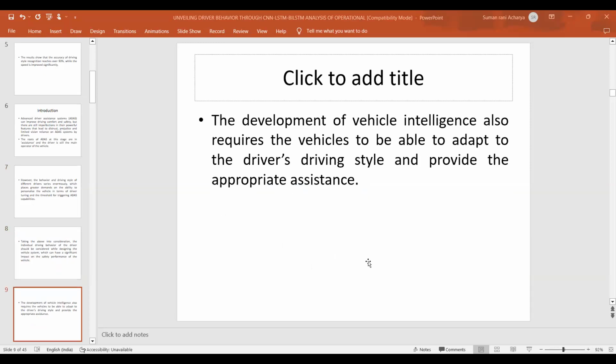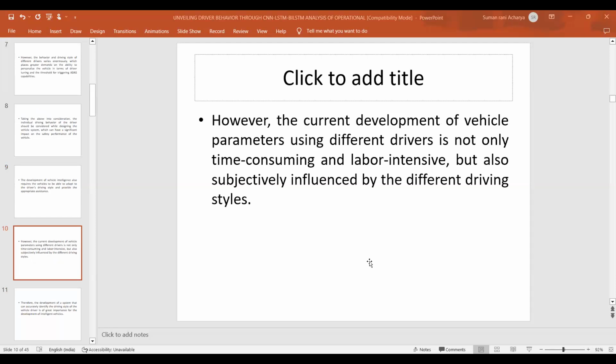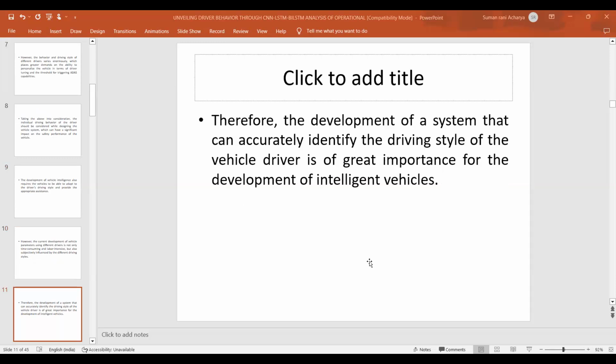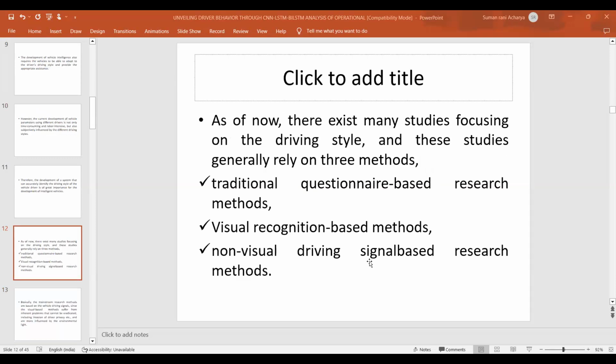The development of vehicle intelligence also requires the vehicle to be able to adapt to the driver's driving style and provide appropriate assistance. However, the current development of vehicle parameters using different drivers is not only time consuming and labor intensive, but also subjectively influenced by the different driving styles. Therefore, the development of a system that can accurately identify the driving style of the vehicle driver is of great importance for the development of intelligent vehicles.